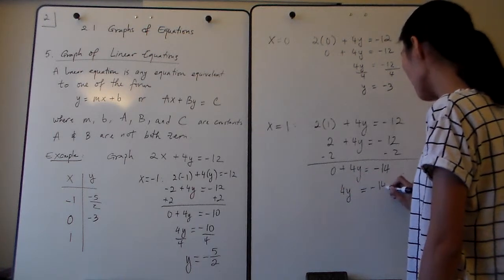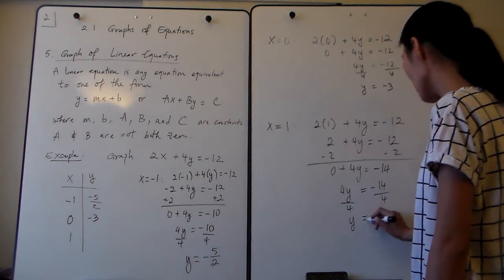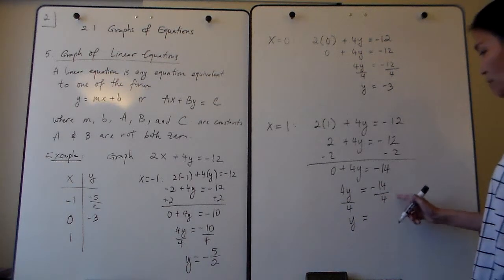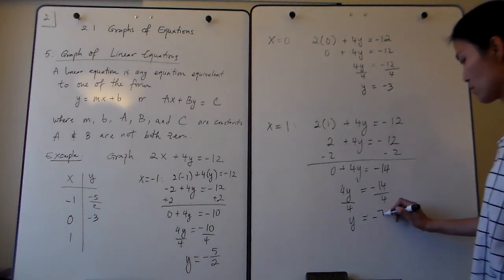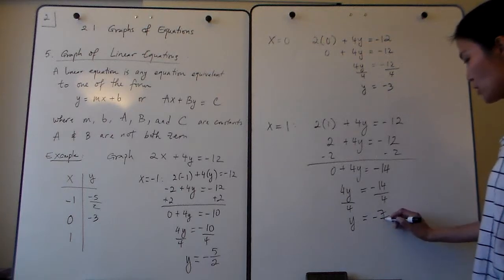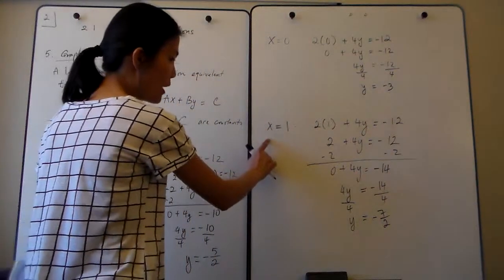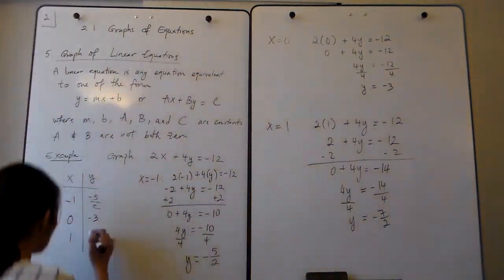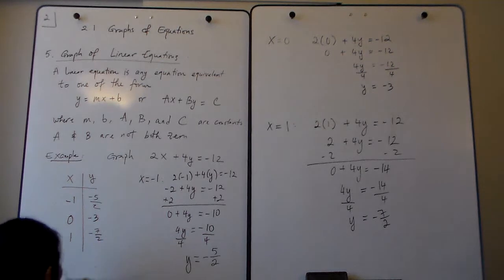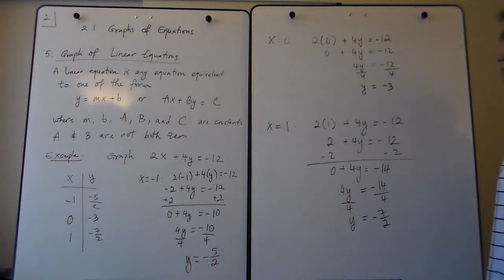Subtract 14. Divide both sides by 4. You get y equal to, now you can simplify from here too. If you divide 14 by 2, you get negative 7. Divide 4 by 2, you get 2. So when x equals 1, you get y equal to negative 7 divided by 2. Okay? So make sure you copy this before I erase this.